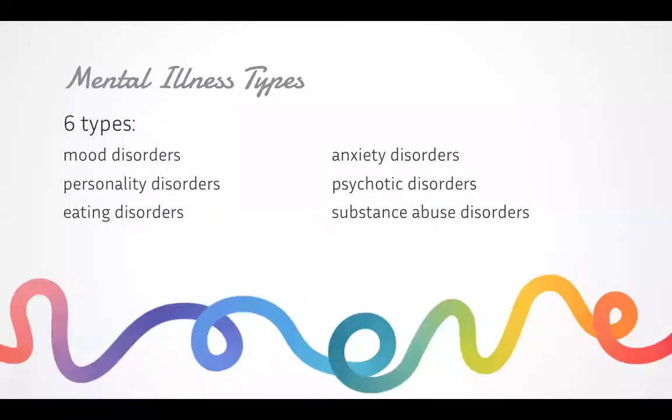Okay, so mental illness or mental health disorders cover a wide area of conditions. These disorders can affect mood, thinking, and behavior. As for what causes them, it's a combination of genetics, environmental stresses, and biochemical imbalances in the brain. The six different types of mental disorders that we will talk about are mood disorders, anxiety disorders, personality disorders, psychotic disorders, eating disorders, and finally, substance abuse disorders.